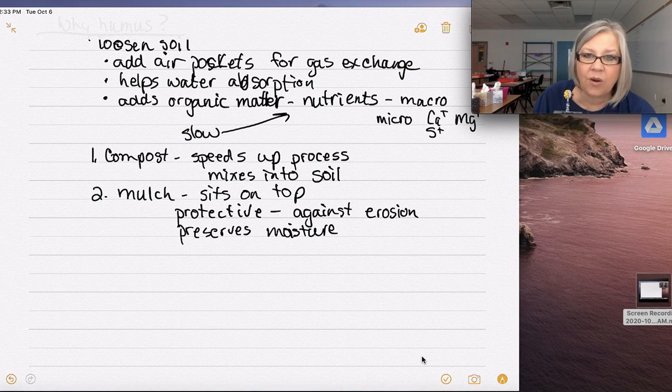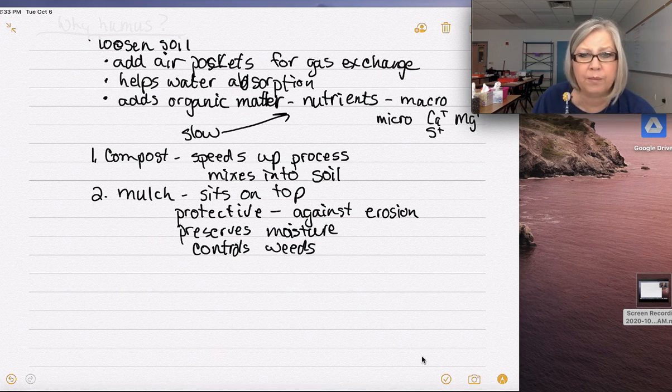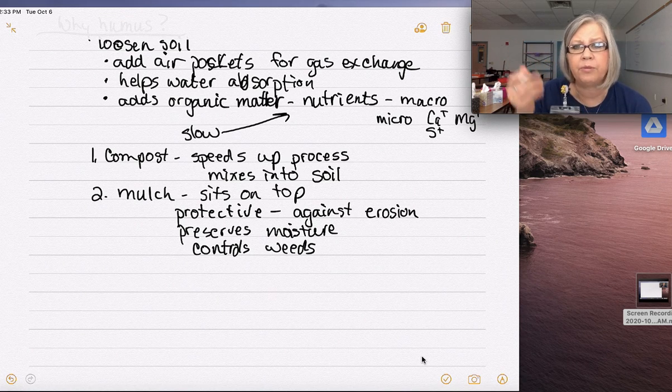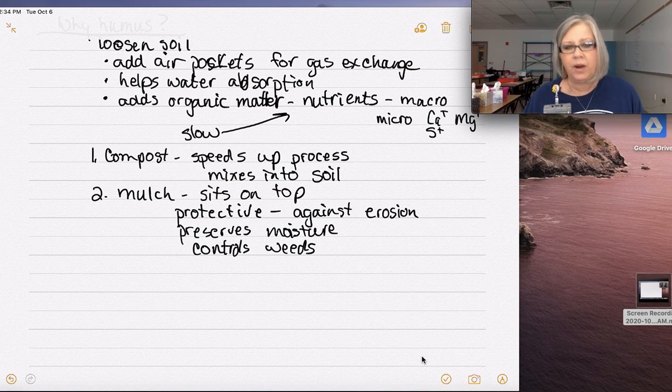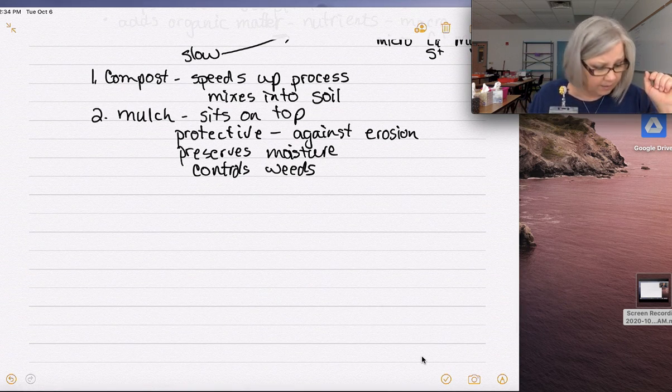And it also acts as a good weed control. So the weeds have a harder time germinating and coming up through the mulch. So it slows the process down. So you can't go wrong with it. You really can't. It's good stuff. All right, we just got a couple other things and then I'll be done.